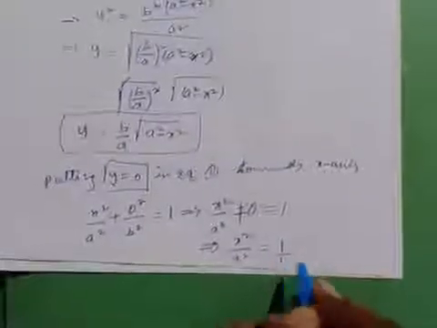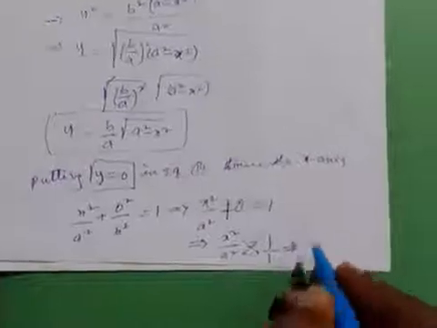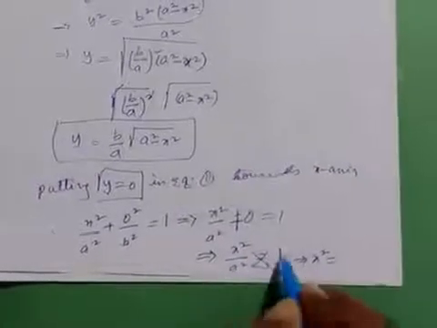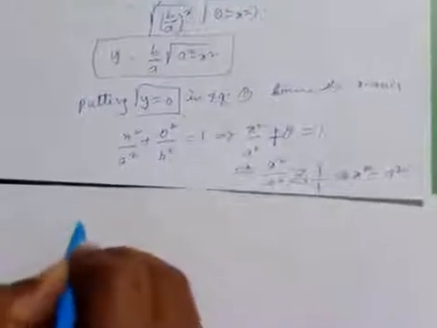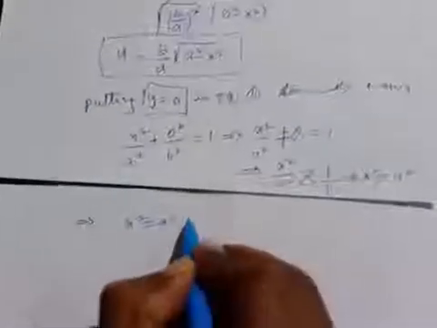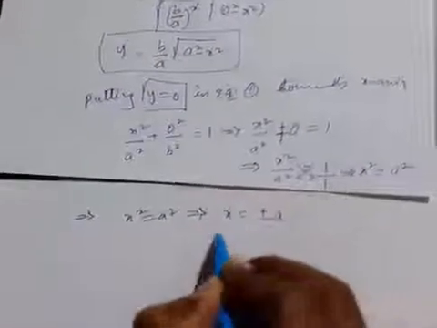So the denominator is 1, cross multiplication, x square into 1, x square is equal to a square into 1, a square. That is, x square is equal to a square, that implies x is equal to plus or minus a.